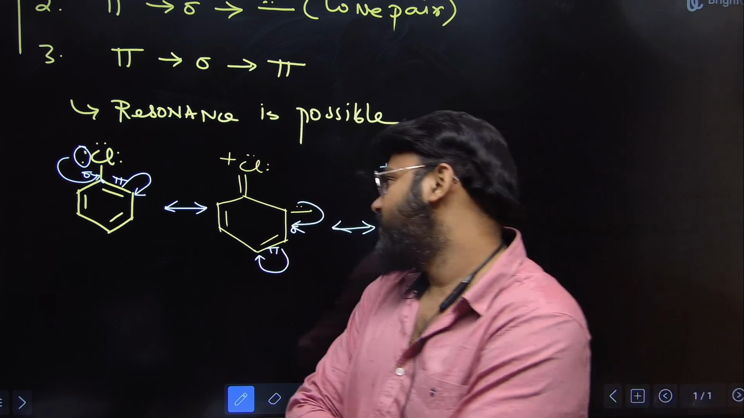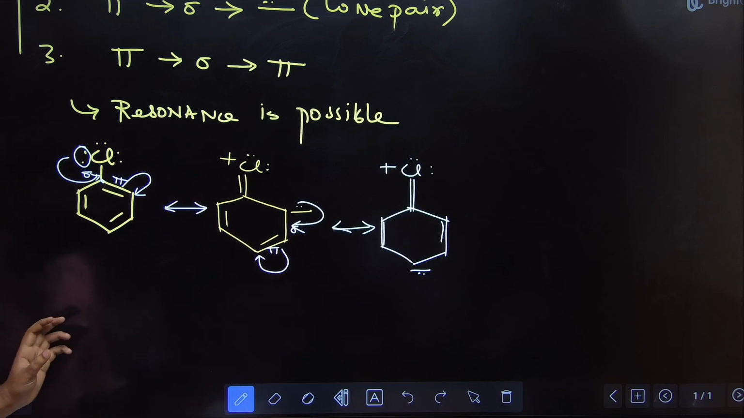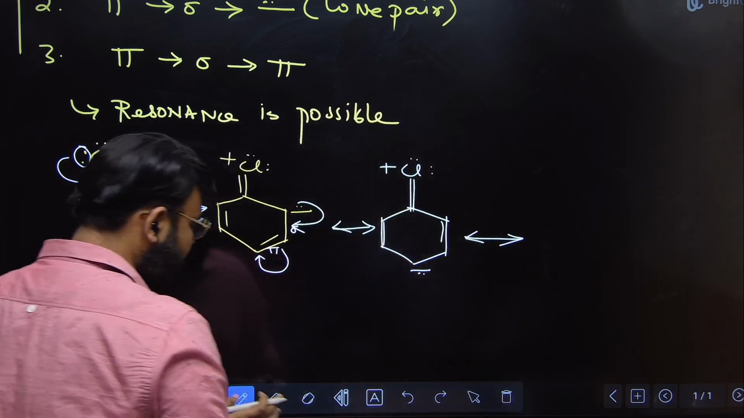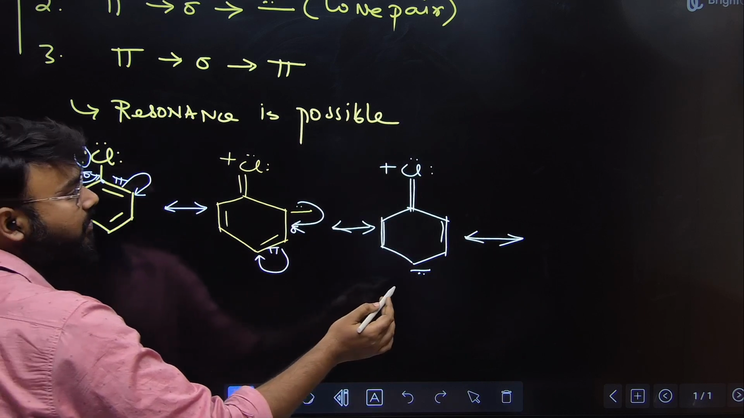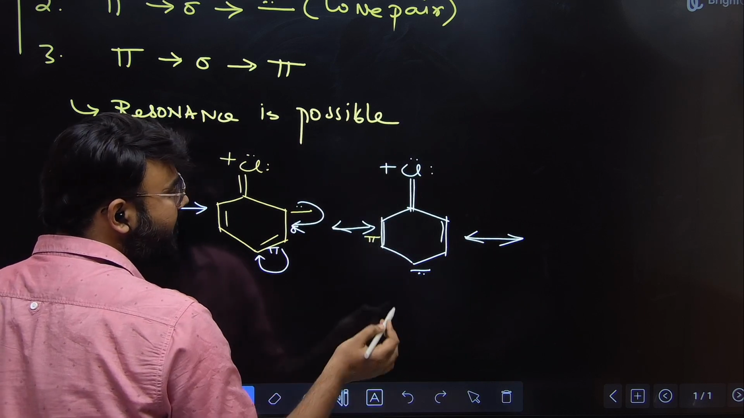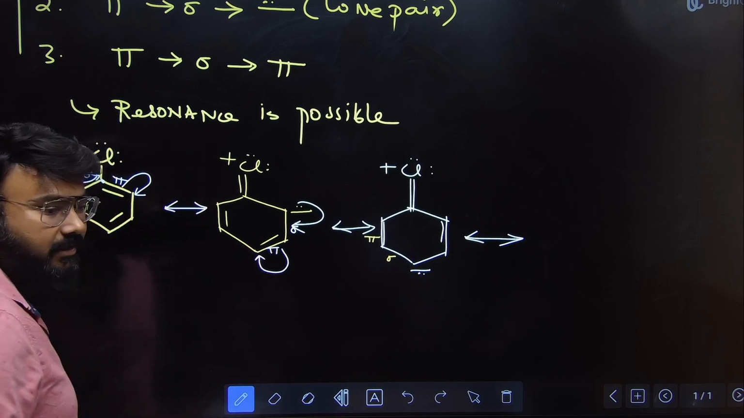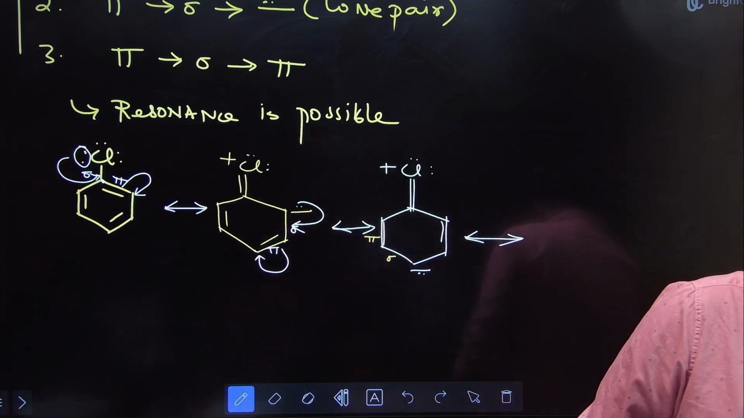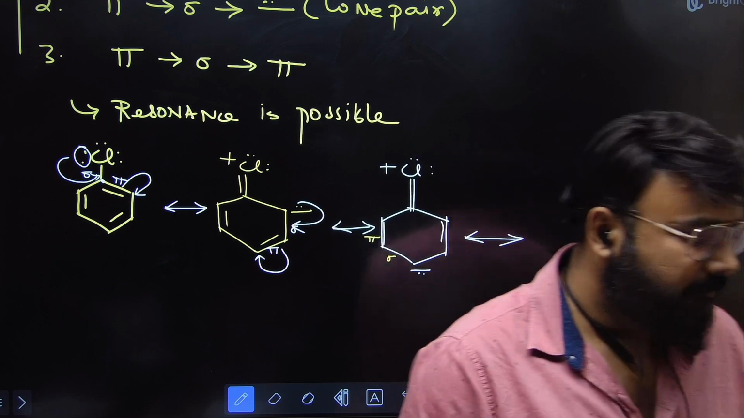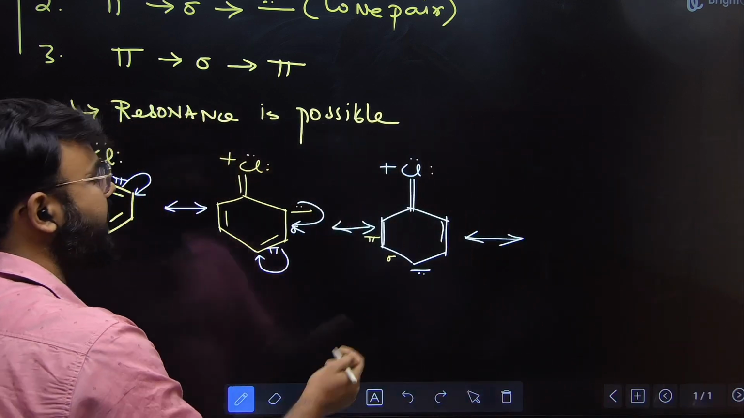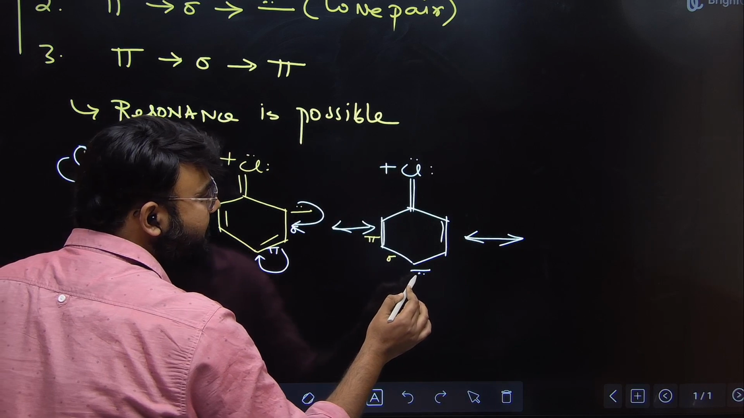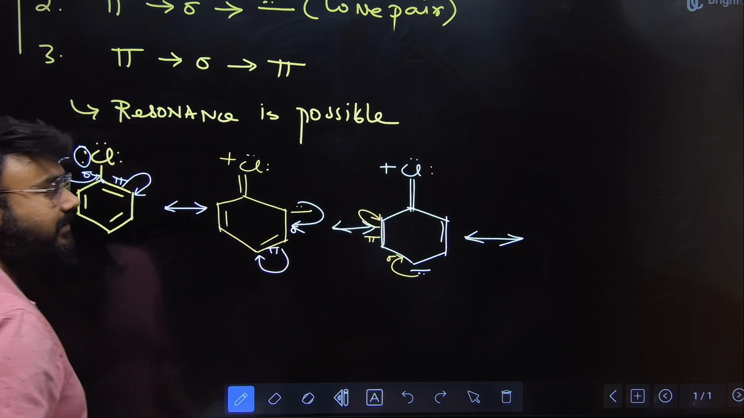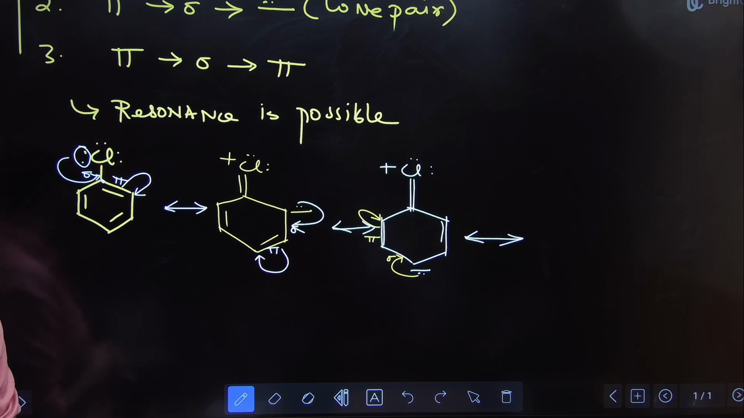Okay. So now, after this, what is the next thing? Again, you will see a pattern. Pi, sigma, lone pair. Pi, sigma, lone pair has come up again. Hi Pranav. Now, please see this. So this will shift here. This will shift here. Got it now?